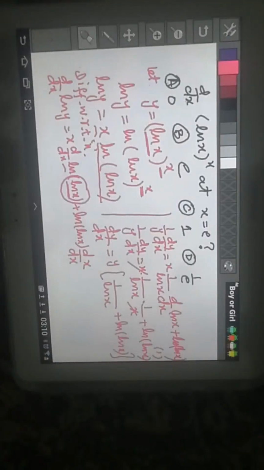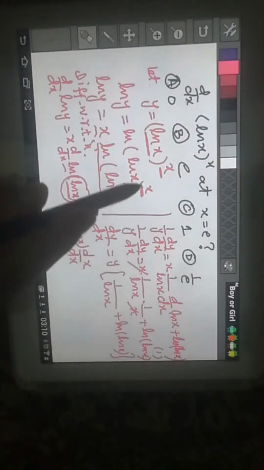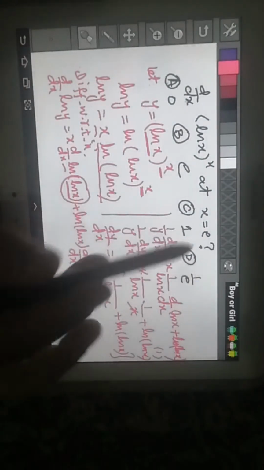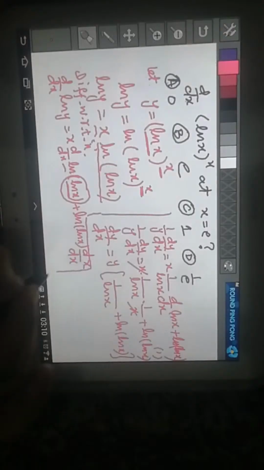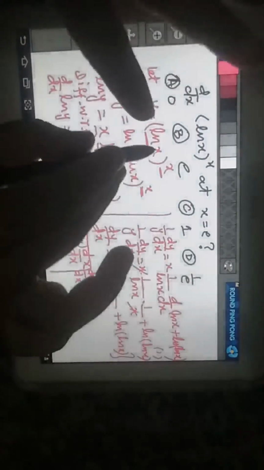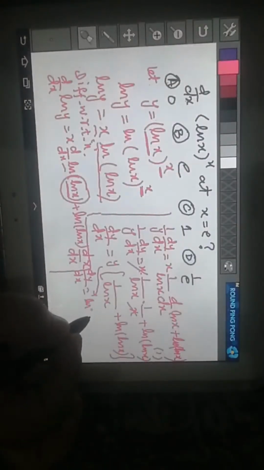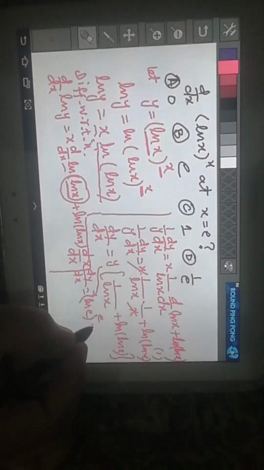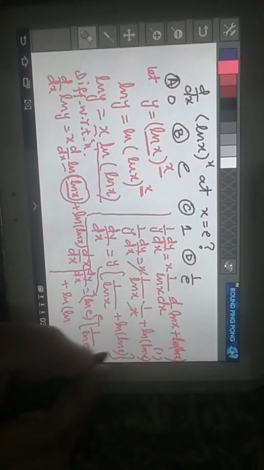Now students, viewers, we have to evaluate this on what? On e. We have to evaluate this on e. So let us evaluate this on e. Now we will substitute in it the value of e. If we keep this, our y is what? y is this, natural log of x to the power x. So in place of y, I write natural log of x, x is e, raised to the power x, x is e. And this bracket, 1 by natural log of x, x is e, plus natural log of x, x is e.